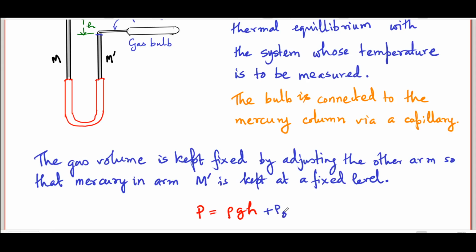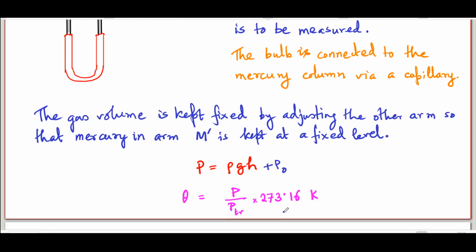There are other technical advances that you can make to this system so that you can automatically compensate for fluctuations in the atmospheric pressure. I'm not really going to go into those details right now. But this P, divided by P at the triple point, times 273.16 Kelvin will be the temperature as measured by the constant volume gas thermometer.